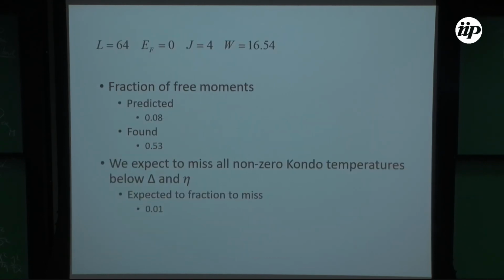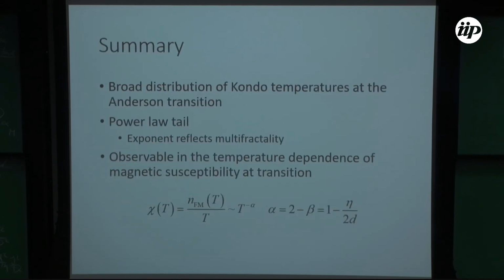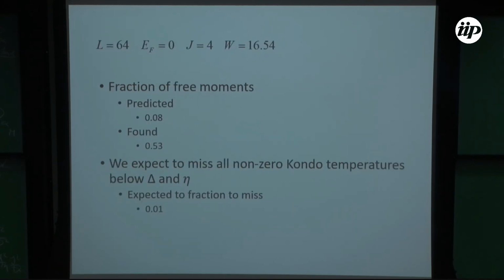Another thing that Stefan predicts is the fraction of free moments. And this seems to be, I have to say, way off. We have a prediction of 8%, whereas actually we found about a half for L equals 64. We expect to miss some because of the cut off at the level spacing, but the calculation of that gives only about 1%, so that doesn't explain it yet. Probably deviations from the parabolic approximation might.